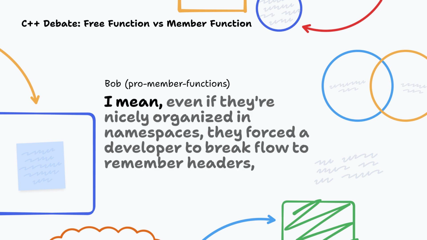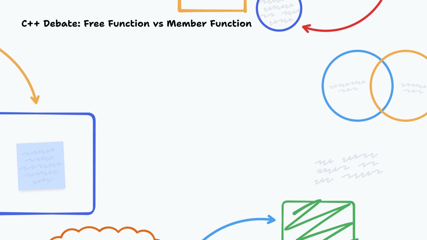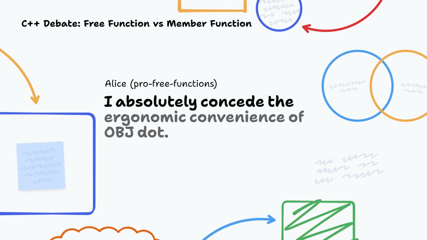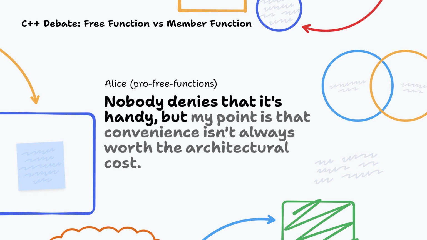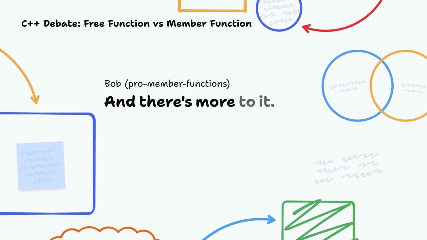Free functions, even if they're nicely organized in namespaces, force the developer to break flow, to remember headers, maybe do a search. It adds cognitive load. I absolutely concede the ergonomic convenience of object.dot. Nobody denies that's handy. But my point is that convenience isn't always worth the architectural cost, the cost of reduced encapsulation and tighter coupling.